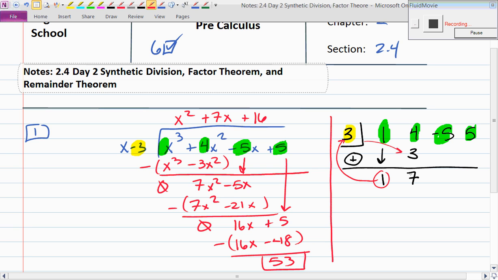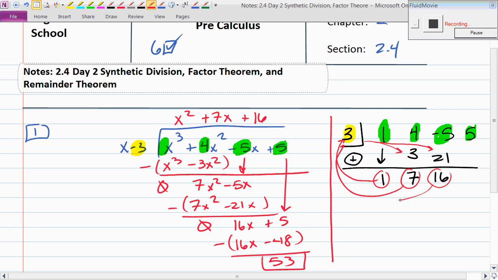I'm going to repeat this process. I'm going to take 7. I'm going to multiply it by a 3. I'm going to put the answer right there. What's 7 times 3? 21. Good. And I'm going to add these up. -5 and 21. How much is that? 16. Good. I'm going to repeat the process.